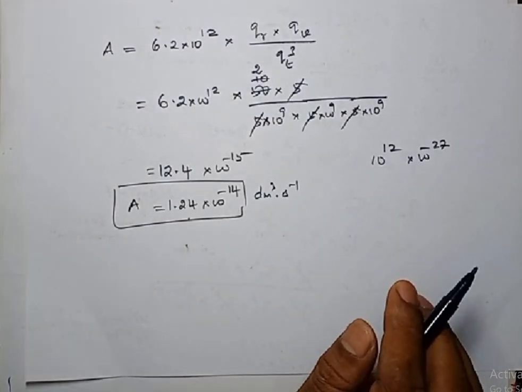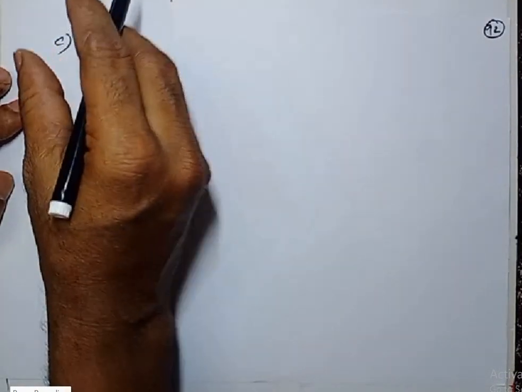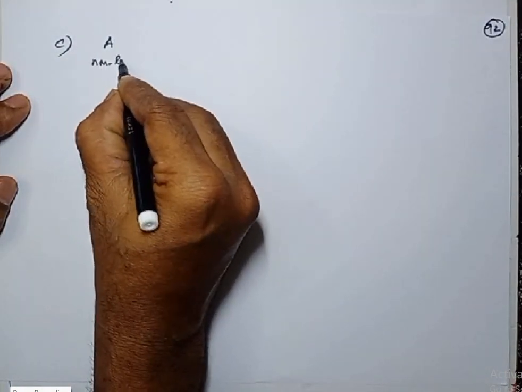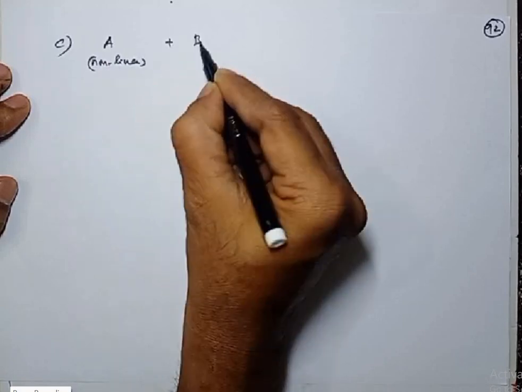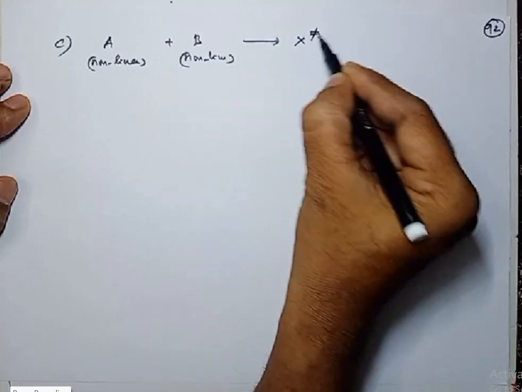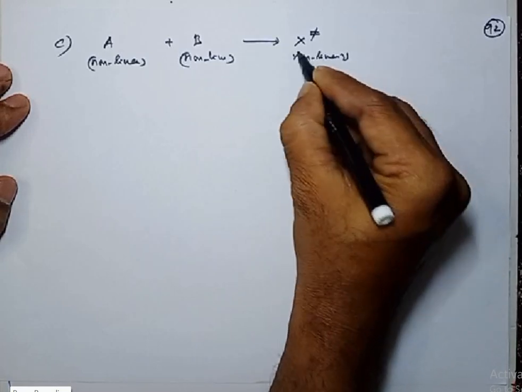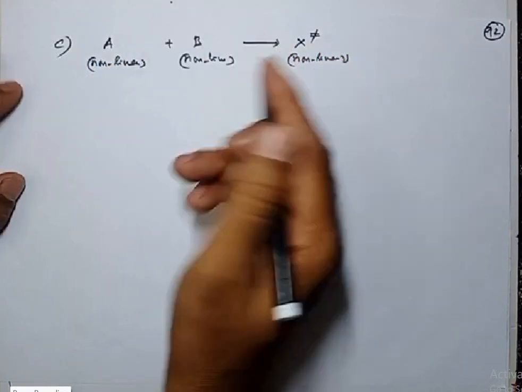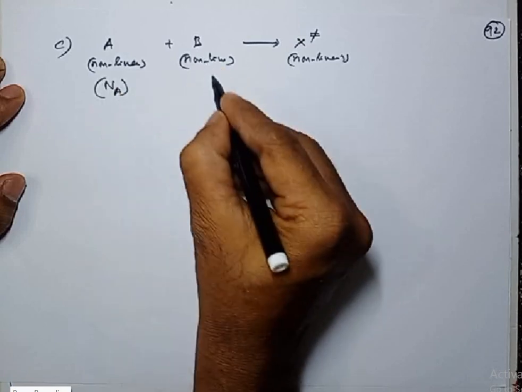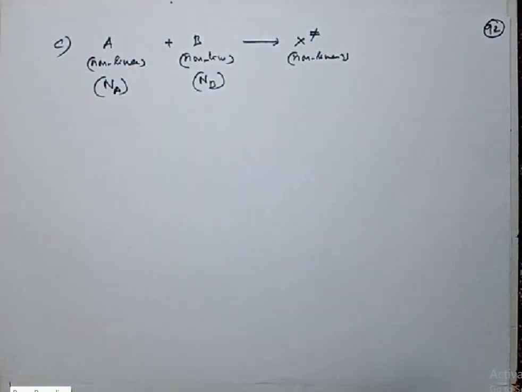Okay, take note. The third type of reaction. What is the third one? In the third one, I have given two non-linear molecules. I have molecule A which is non-linear, and I have another molecule B. This is also non-linear, and they form an activated complex. This is also non-linear. Okay, but the number of atoms is not given. Let us assume A molecule has Na atoms and B molecule has Nb atoms.